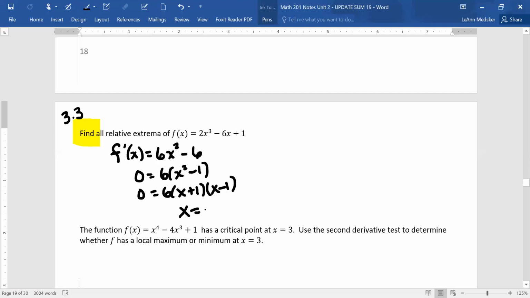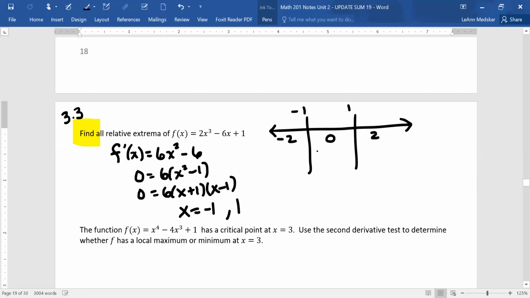So we think that negative 1 and 1 could possibly be the critical values that would give us either a relative max or min. So then we're going to make our sign chart. And we're going to pick numbers on each side of those. Plug those into the first derivative, which is right here. So that would be negative 2 would give me a positive, because 6 is positive, times a negative, times another negative. So that would be 2 negatives. That makes an overall positive, which means this region is increasing.